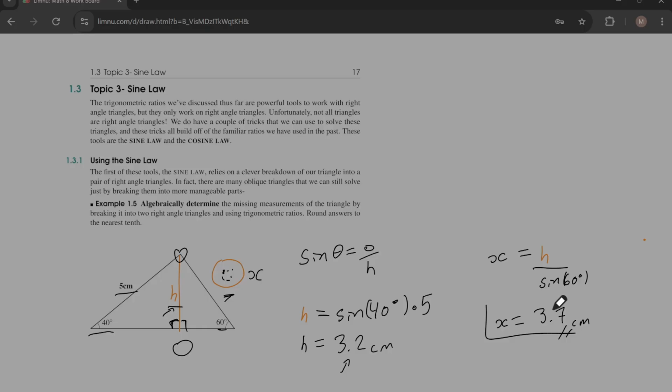Again, I could do the same trick, just divide this into two right angle triangles. Let's do a purple line here, kind of like this, if I wanted to find what this missing side is. Because now I know this angle, I know this angle.